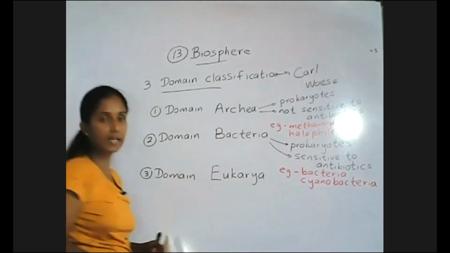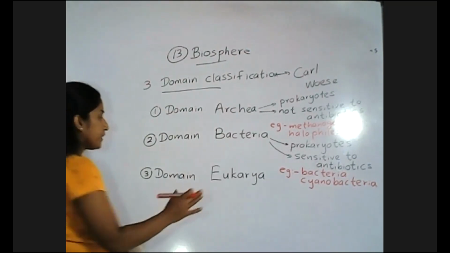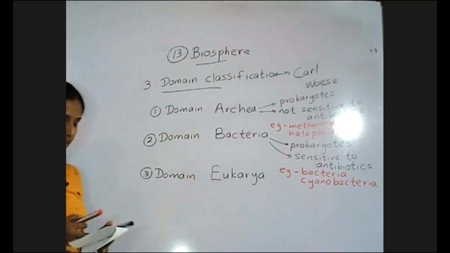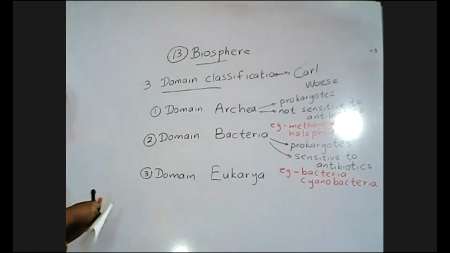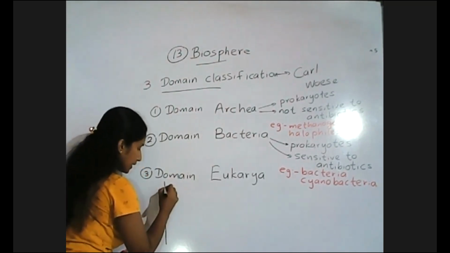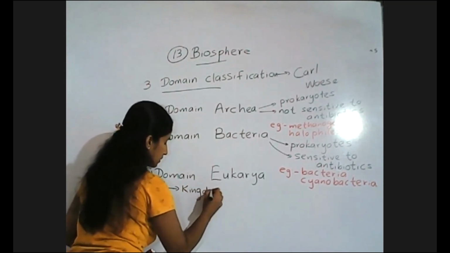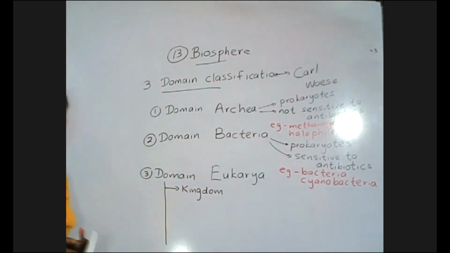Yes, bacteria and cyanobacteria belong to the domain Bacteria. Then when we consider the domain Eukarya, Pute, it again divides into how many? 4 kingdoms. What are the 4 kingdoms?